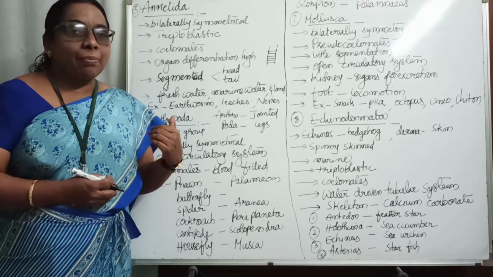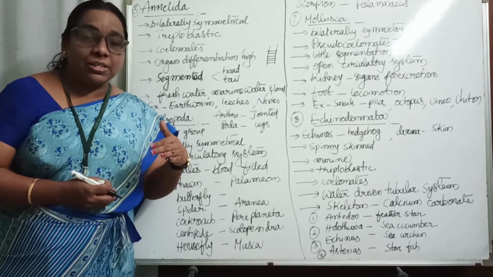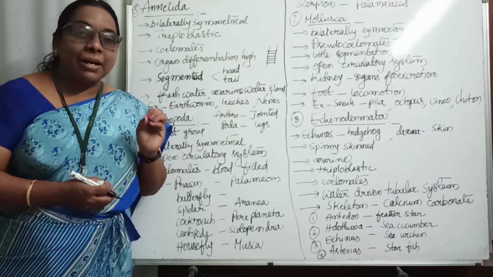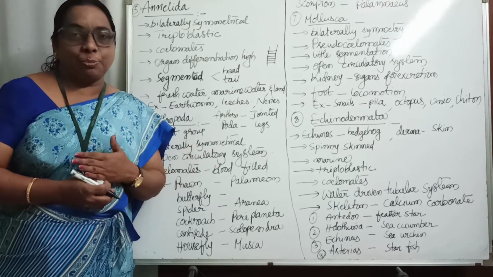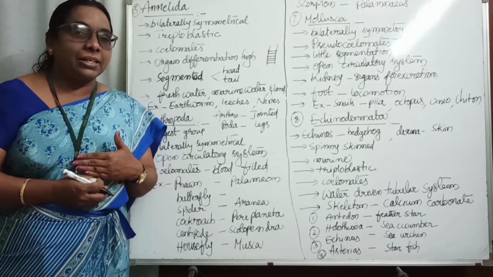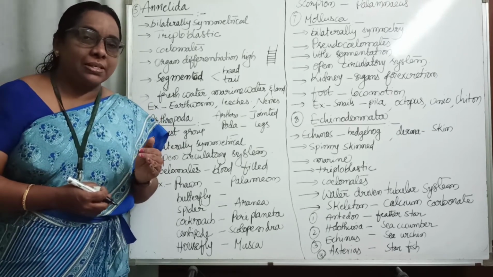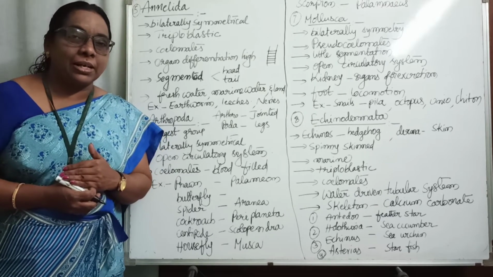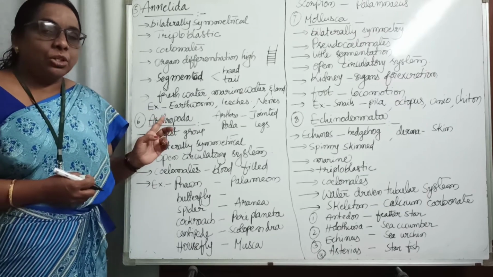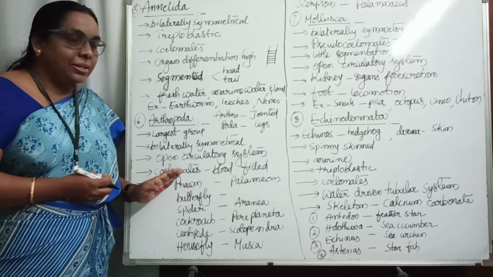Whereas in this open type of circulatory system, especially in arthropods, we don't see any blood vessels. So the heart pumps the blood directly into the open spaces. When the blood is pumped into the open spaces, we call that an open circulatory system. When the blood is pumped by the heart into the blood vessels, that type of system we call a closed circulatory system. Mostly the arthropods have an open circulatory system. Let's come to the other point.